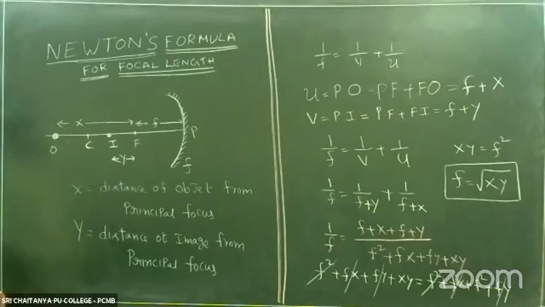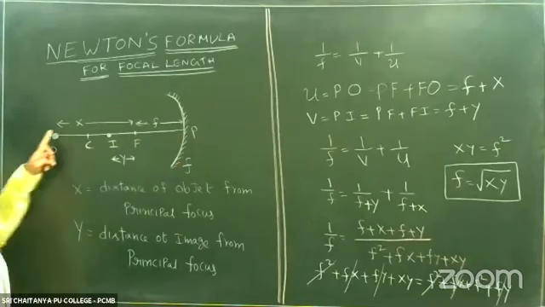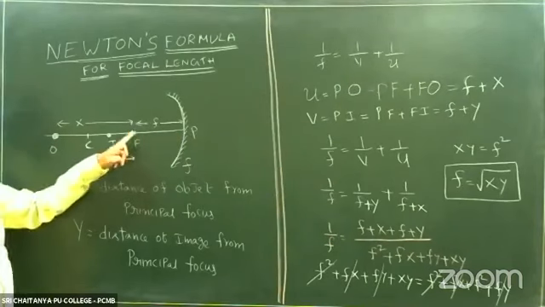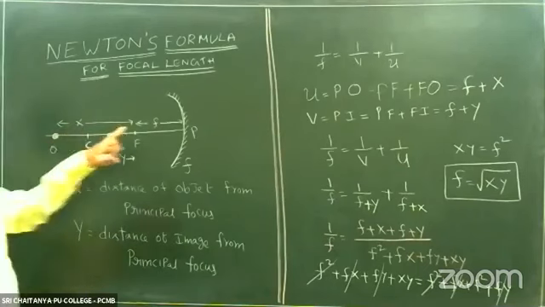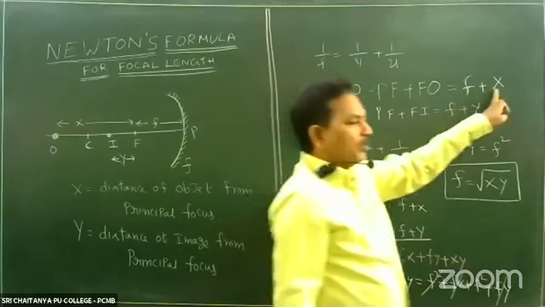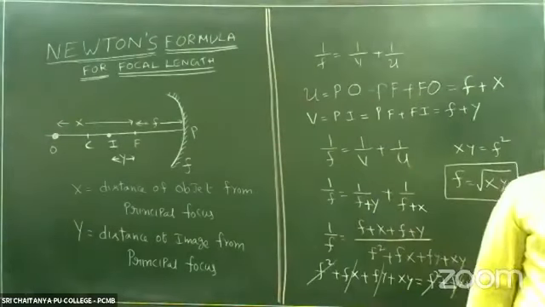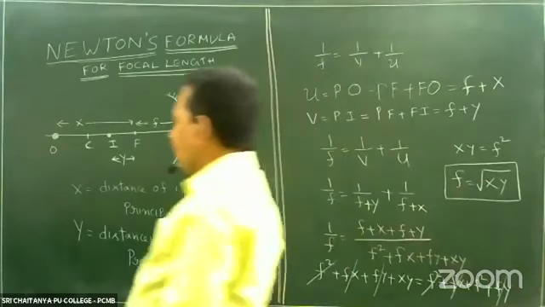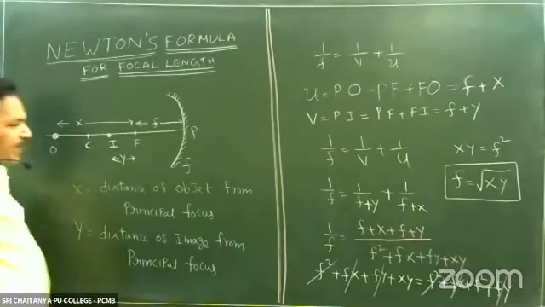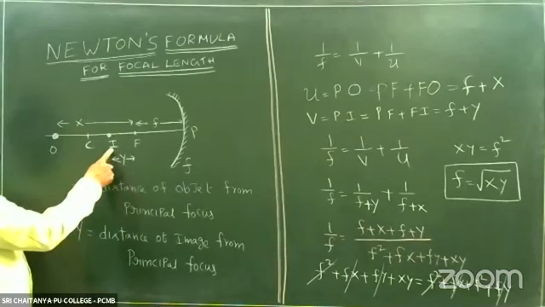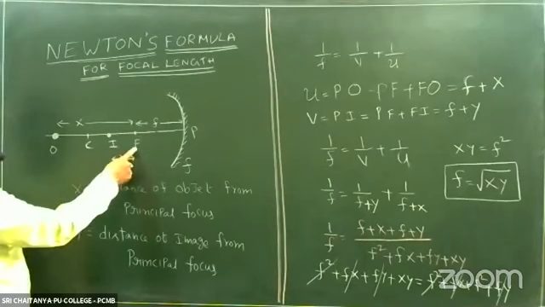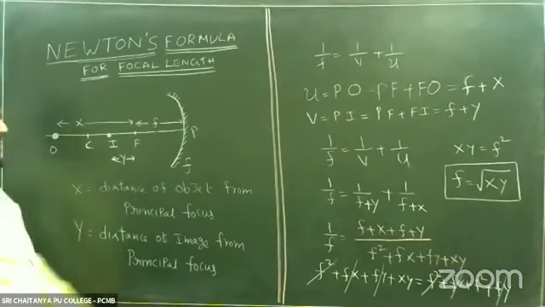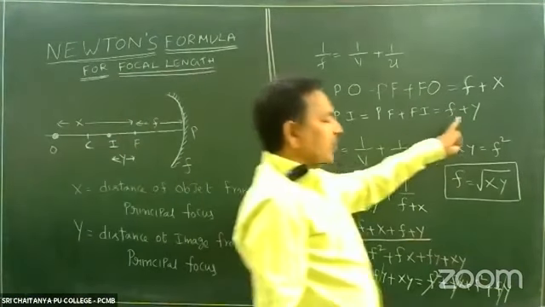Then what is the u value actually? u is taken from where to where? u is taken from the pole to the object. Pole to the principal focus is f. Principal focus to the object is x. So u is equal to f plus x. Now the v value, image distance, is from the pole to the image. Pole to principal focus is f, and principal focus to image is y. Then v is equal to f plus y.